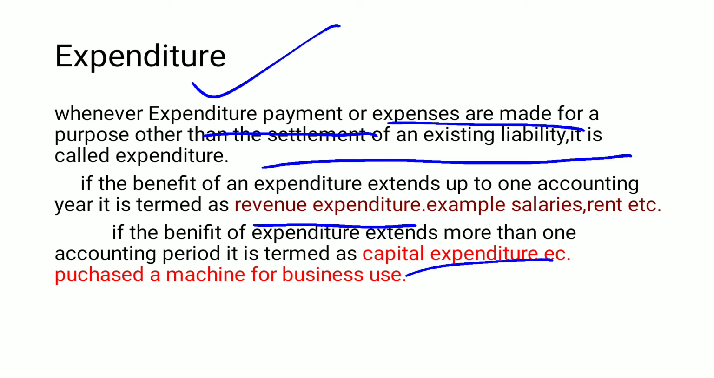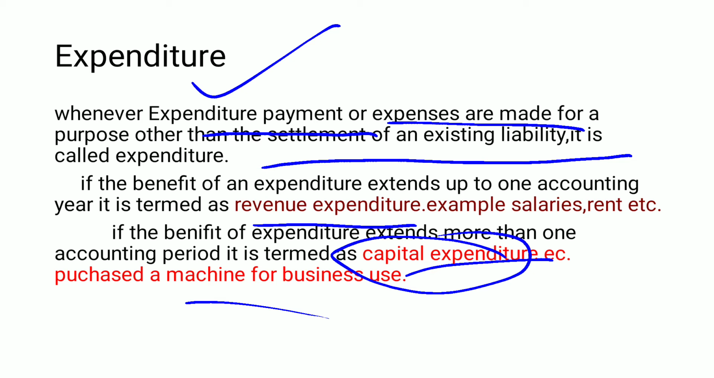If for spending money the benefit extends more than 1 accounting year, then it is treated as capital expenditure. For example, a machine is purchased for a business, meaning the business purchased a machine for business purposes. At that time that machine is useful for the business for more than 1 year, so the benefit extends up to 2 years, 5 years, 10 years, like that.